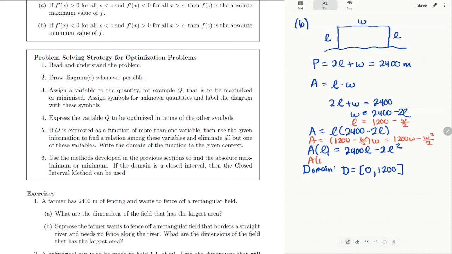Now, as a function of W, the domain of this function will be different from the domain of the other function. So W represents the width of the rectangle. And for this domain, the smallest value is going to be 0, since distances can't be negative. But the largest value is going to be 2400, since there's only one side of length W.